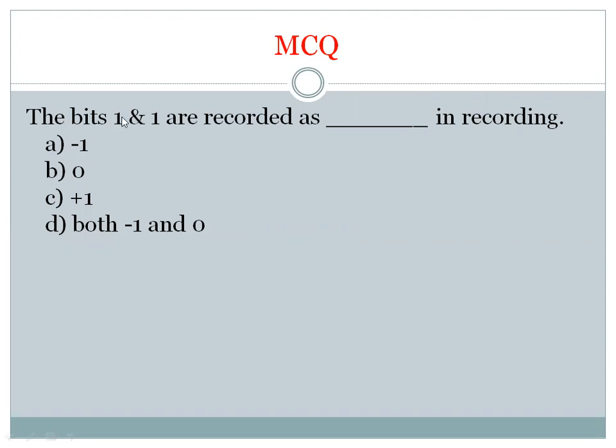So the bits 1 and 1 are recoded as dash in recoding. So if it is a recoding method, the first bit is 1 and the second bit is 1. What about the recoding multiplier value? It will be 0 because both bits are the same. So it will generate the 0 in the recoded multiplier. Therefore, the answer is B, 0.